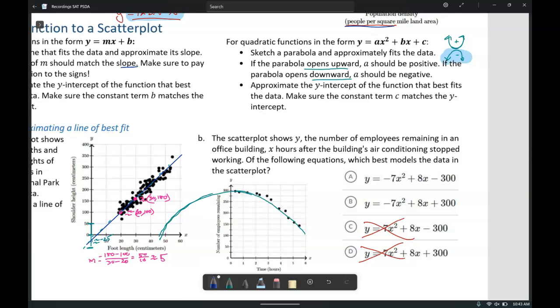The next thing that we want to look at is the y-intercept, which, just like with a linear term, is the constant. So when we look at our little sketch here, we see that our y-intercept is approximately 300. So we look for the answer option that gives us the appropriate y-intercept.